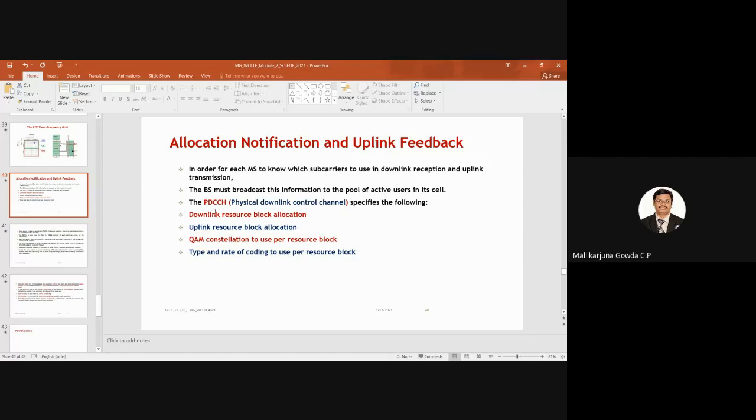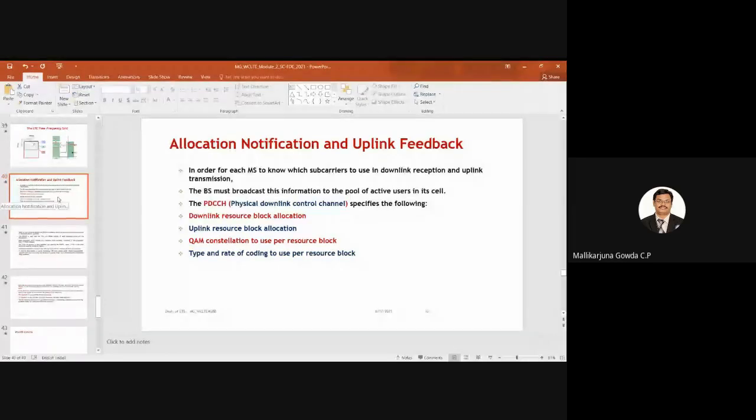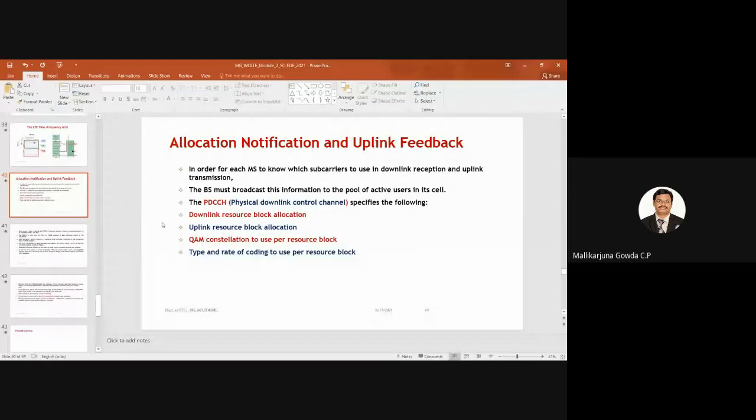This physical downlink control channel will be occupying the first 1 to 2 symbols of every subframe. I said subframe, and in that again slots will be there. So the first 1 or 2 symbols will be having this information. Is that fine? Hope now it is clear to a certain extent what I said.